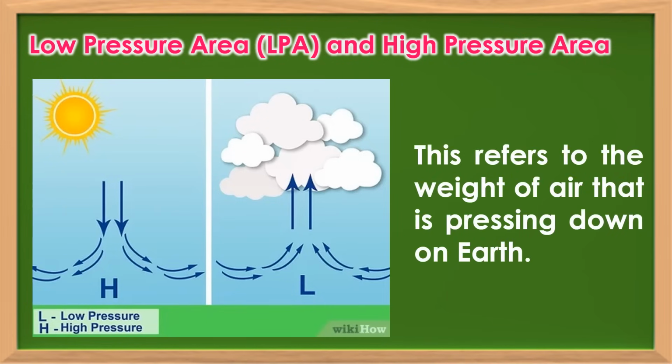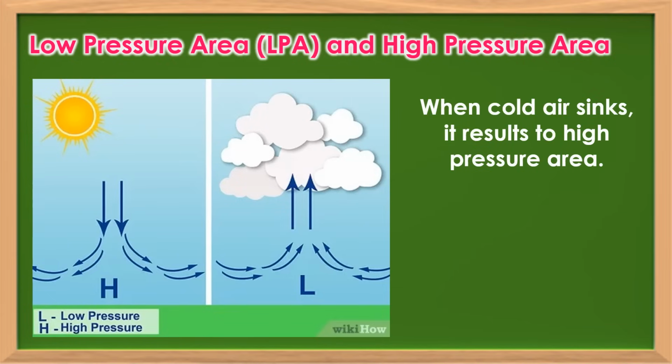This refers to the weight of air that is pressing down on Earth. An abrupt change in air pressure can trigger weather disturbances. When cold air sinks, it results to high pressure area. Since most of the air is pressing down, the air on the surface becomes dry.